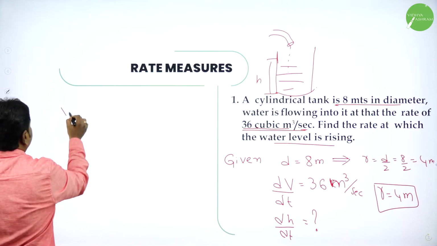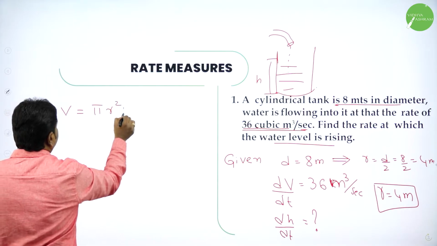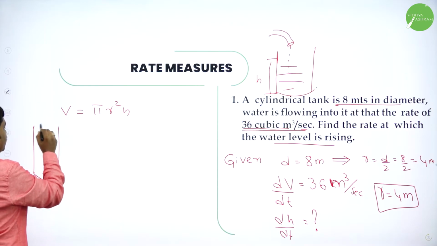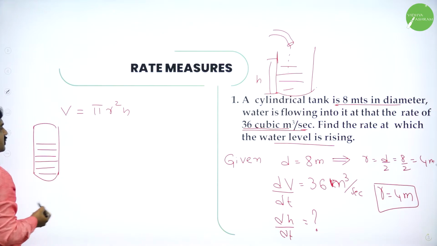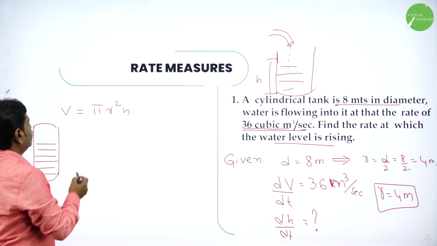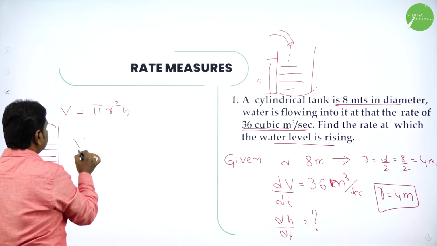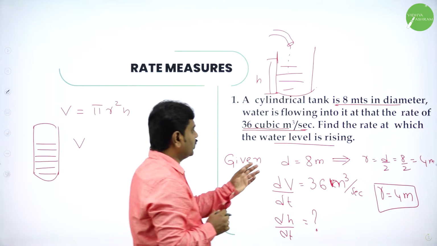What is the volume of a cylinder? Volume of a cylinder is pi r square h. In the problem, water is poured into a cylindrical tank. When you pour water, volume increases, and at the same time height also increases. What is the rate of change of height they are asking? So V is equal to pi r square h. Now differentiate both sides with respect to t. If I do, I'll get the value.